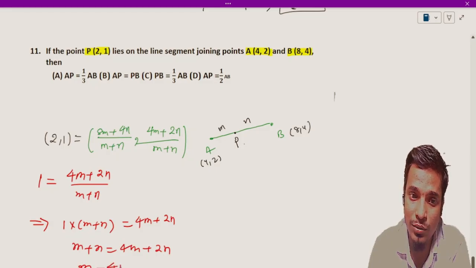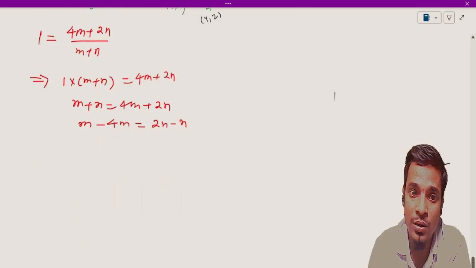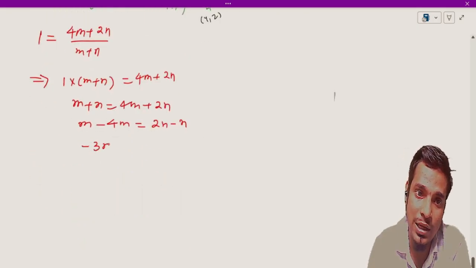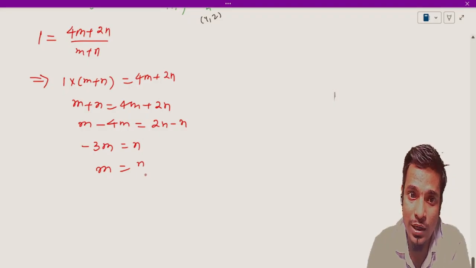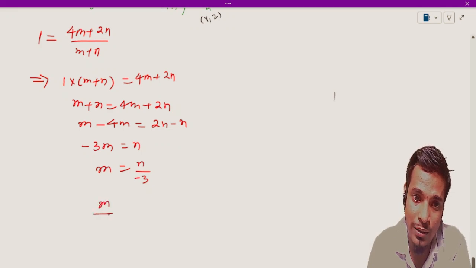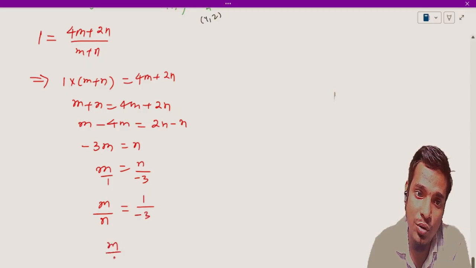So shifting m to the left and n to the right, so 2n minus n, right? We'll get minus 3m is equal to n. We want the ratio m:n, right? So m is over here, n is over here. 3 is in multiplication with m; shifting to the right, it will go in the denominator. By cross multiplication, n will come in the denominator, and 1 will go on the right. So 1 by minus 3. So the ratio m:n is equal to minus 1 by 3.